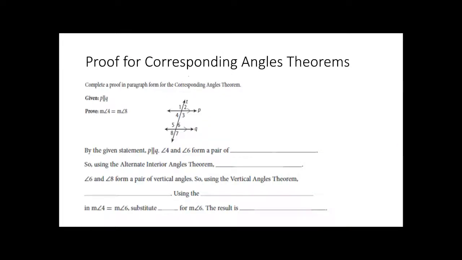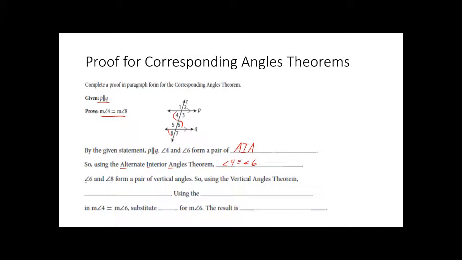All right, corresponding angles. So one more proof, basically same situation. If P is parallel to Q, we have to prove that angle 4 and angle 8 are equal to each other, okay? So we're given the statement that they're parallel. They say that 4 and 6, and 6 is right here, form a pair of what? And that is alternate interior angles, okay? So by using the alternate interior angle theorem, we can say that angle 4 is congruent or equals to angle 6.